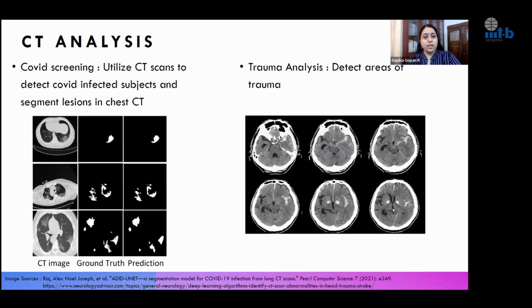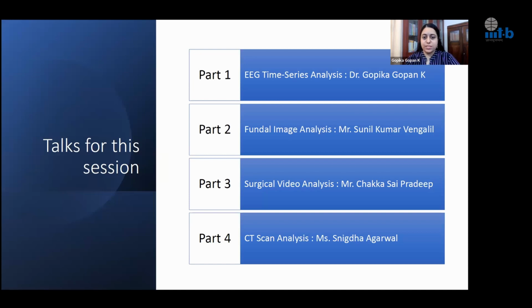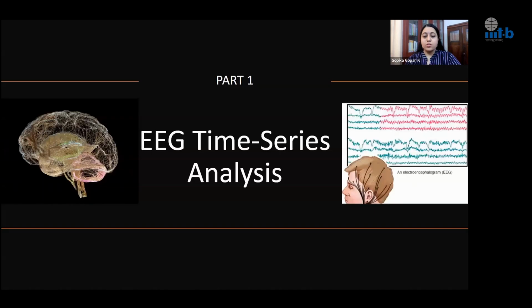In CT analysis, there are 2 distinct works being carried out currently. One is COVID screening using CT scans, and second is trauma analysis, where we detect areas of trauma in brain CT. In terms of MRI analysis, we have 2 works. One is MRI reconstruction using a deep learning approach. The other is tumor analysis, where we detect and segment tumors. So there are 4 talks in this session. The first talk consists of EEG time series analysis, followed by fundal image analysis and surgical video analysis, with a concluding talk on CT scan analysis. So let's move on to part 1, which is EEG time series analysis.